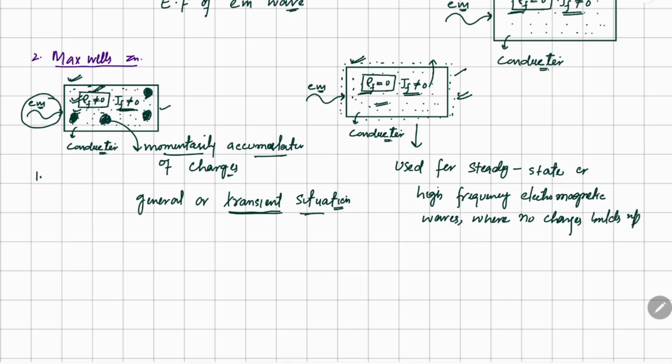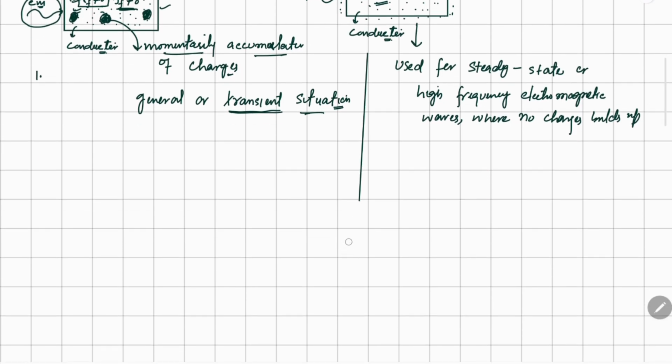If you understand these two things, then we can go to the Maxwell's equations now. Only the third would change, only the fourth would change. There is no problem. I should erase it. Okay, so these two cases: one, rho f is not equal to 0, a more general transient situation where charges can momentarily accumulate, and second, rho equals 0, which means that it's used for the steady state or the high frequency electromagnetic waves. Okay, so I think now it's time to move to this case.